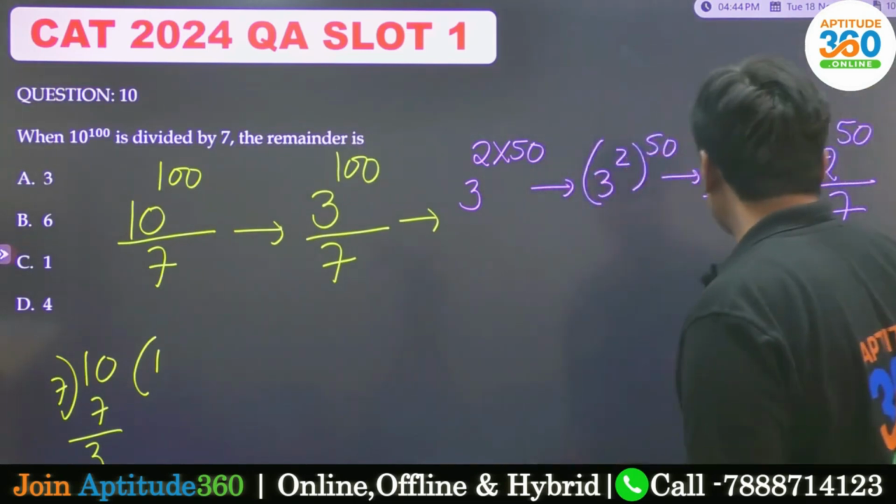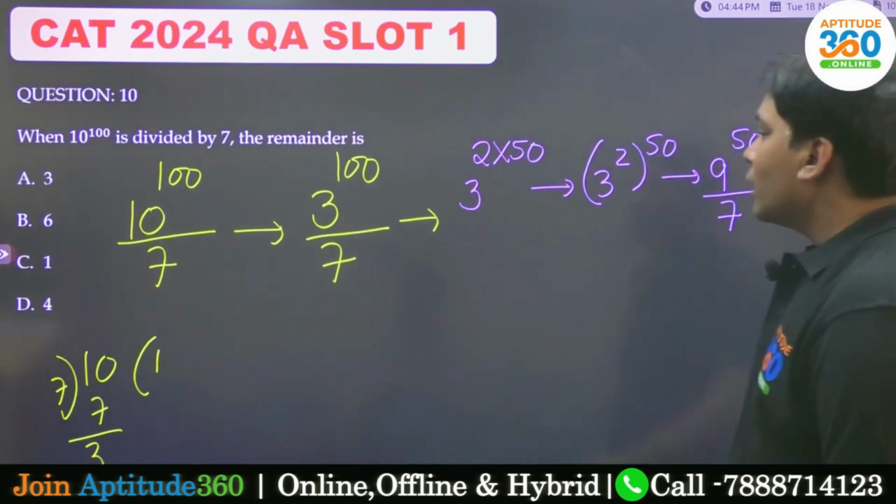Now what do we do now? What do we do now? Please have a look at it. 2 raised to 50.